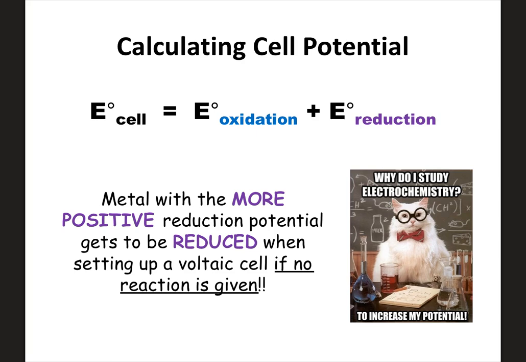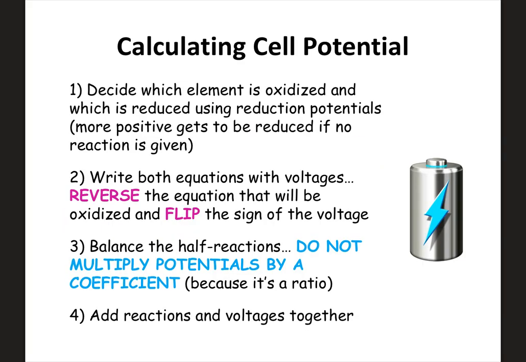If no reaction is given, when you look up your potentials for each half of your cell, the one that's more positive gets to be reduced. But if the reaction is there, you just look and see which substance is losing electrons and which is gaining electrons. Then you would know which is being oxidized and which is reduced. But if no reaction is given, the more positive one gets to be reduced. Very important idea that you need to know. We can easily calculate the cell potential just by adding up the two potentials for your oxidation and your reduction. So here's a list of steps you would use to calculate the cell potential for a voltaic cell.